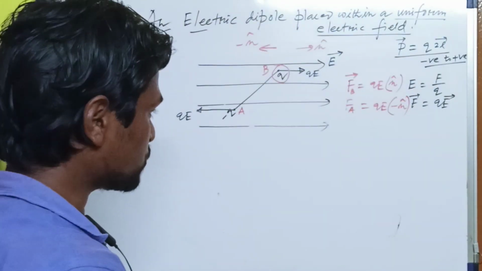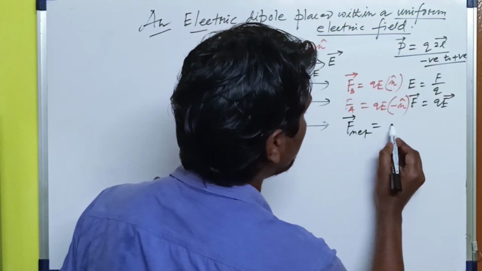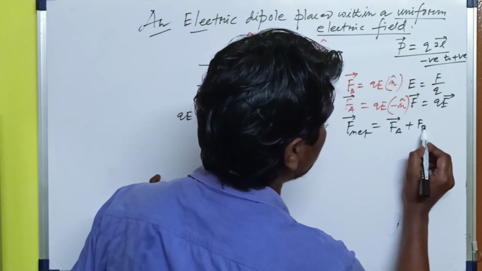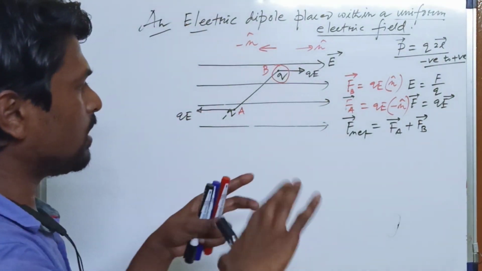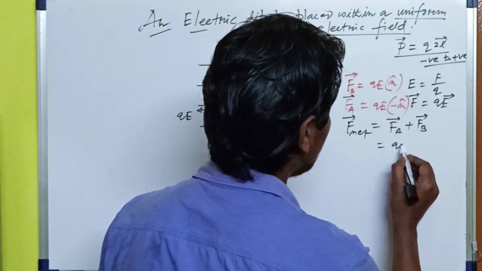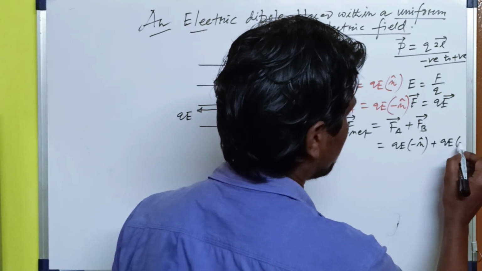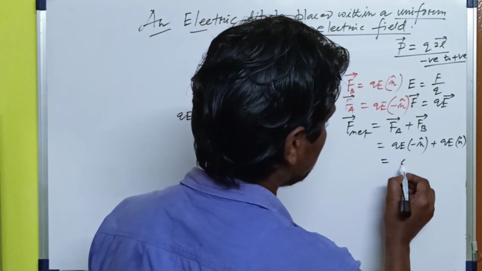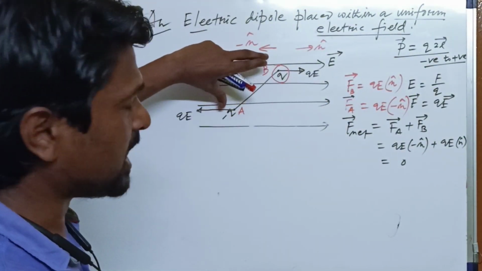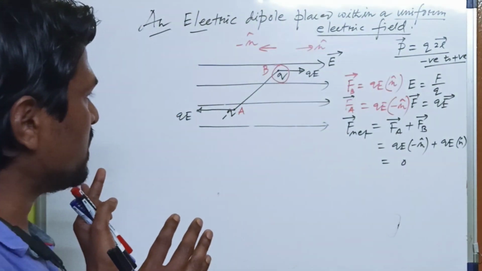So the net force, F net equal to FA vector plus FB vector. Net force equal to sum of all the forces acting on that particular body. So this is qE into minus n cap and plus qE into n cap. So that is 0. So we can say that the net force on that particular dipole is 0.